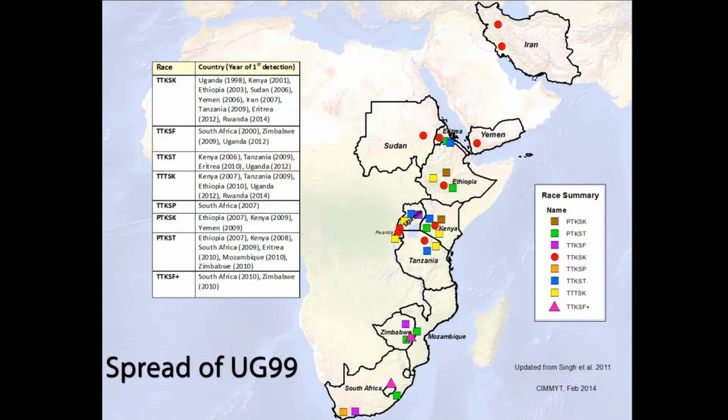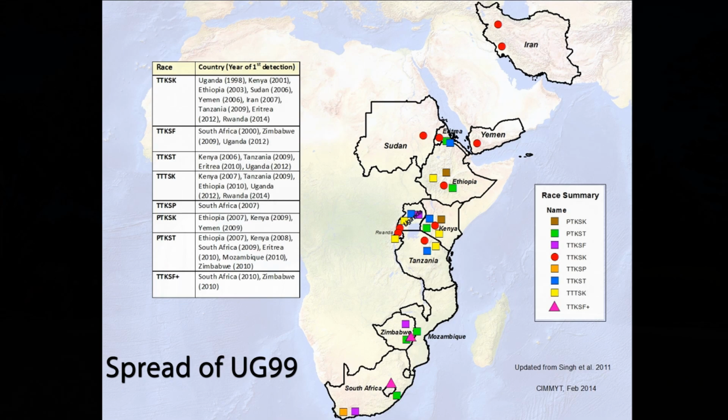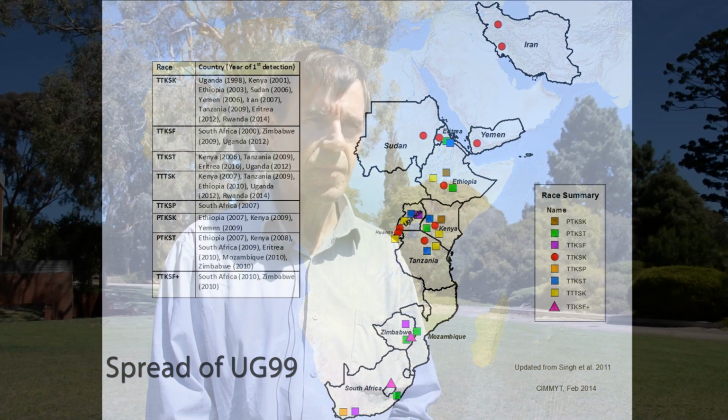And the international work that's gone on since then has shown that it's present all the way down into South Africa and right across the Horn of Africa into Yemen and also into Iran. So we believe it's actually spread from that central point where it was first detected in Uganda.